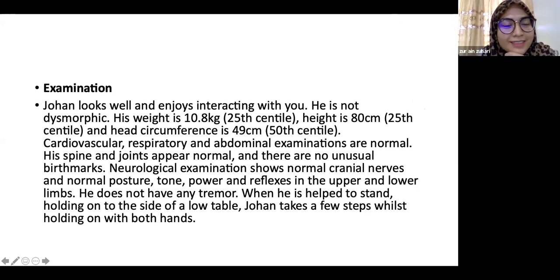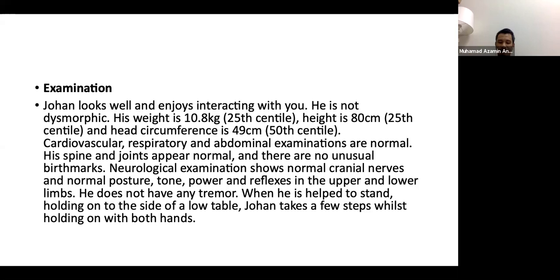From the examination, I think the top of the list is most likely a muscular disorder, because there was a normal neurological examination to suggest CP, but it seems the baby has weakness of the muscles that causes him to not be able to stand properly without help.